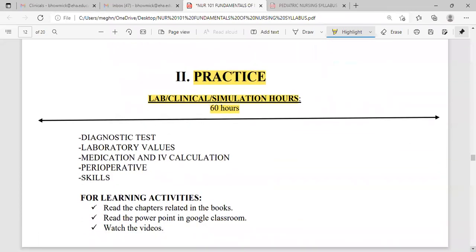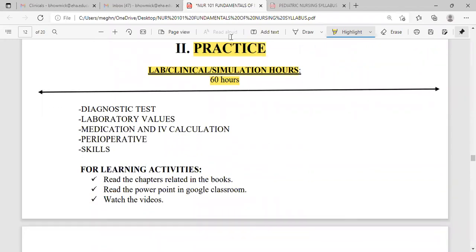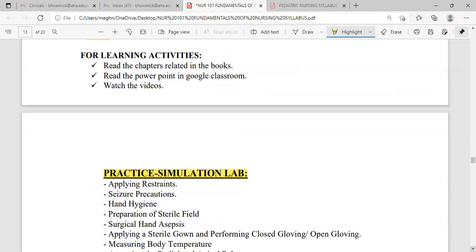Here showing some practical or simulation lab, clinical or lab functions, 60 hours. So here we include diagnostic test, laboratory values, medication and IV calculation, perioperative care, and the skill. For learning activities, we have to read chapter by chapter and read the PowerPoint in our Google Classroom. Also, we advise to watch the videos.